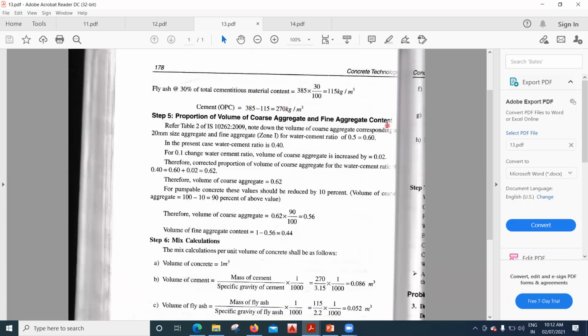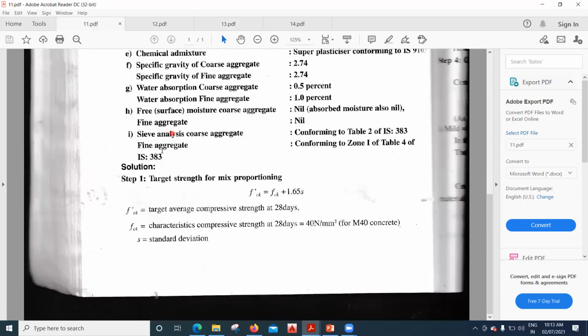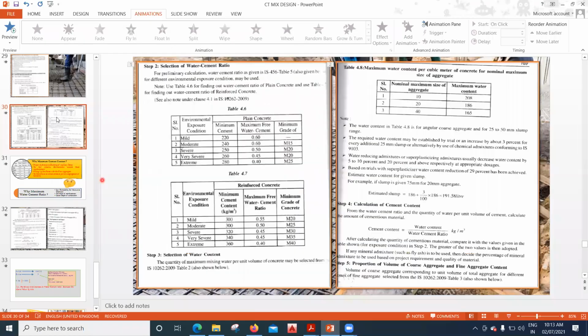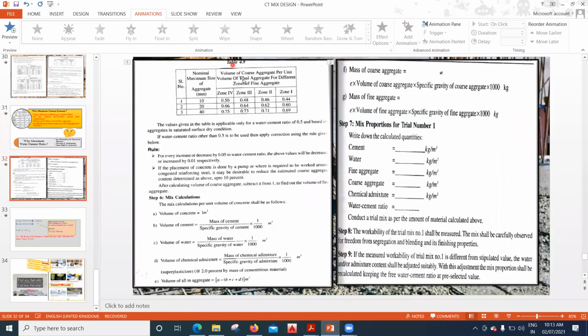The moment you come here, two things you need to understand. First, try to see in the question in which zone your fine aggregate is given. It's given here: fine aggregate conforming to zone 1 of table 4. So it is conforming to zone 1. The moment you see this zone 1, you have this table. Now try to find, for this you need to understand what the maximum aggregate size is. Here we are always using 20 as the maximum aggregate size. Let me go back. Yes, so 20 is my maximum aggregate size.